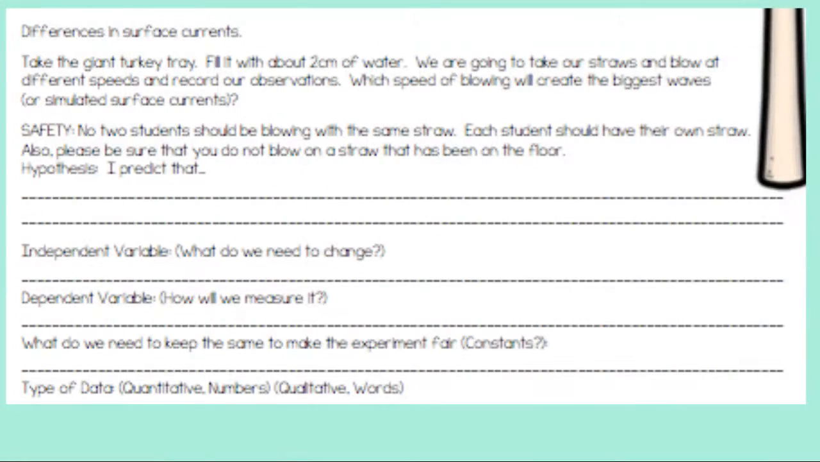So the type of data that we're collecting here is qualitative data, and that is because our data has words and we're not measuring numbers. Now, if we could actually pause and record how high the waves are going, or what kind of force there was behind that, that would be a totally different experiment. We would have quantitative data with numbers, but this one we have qualitative with words.